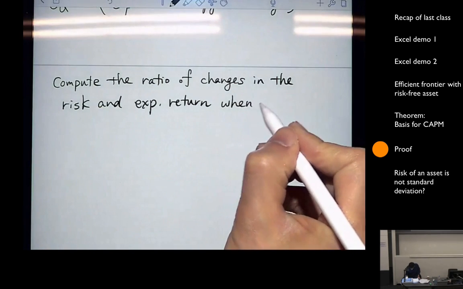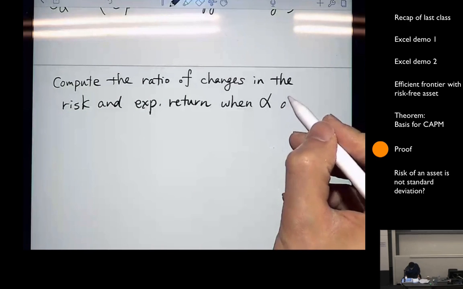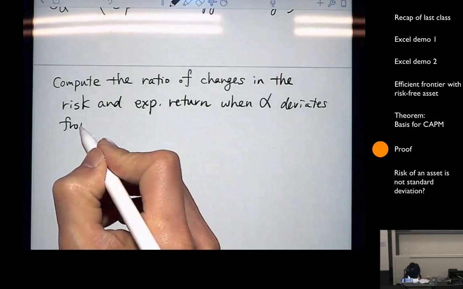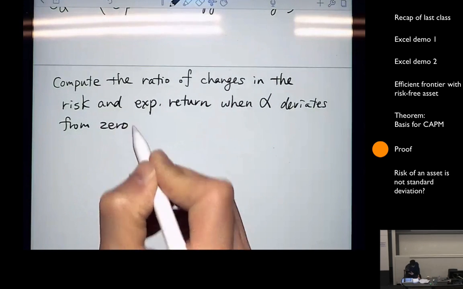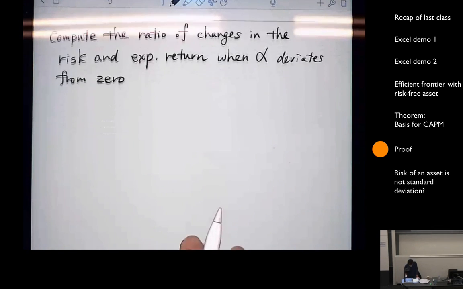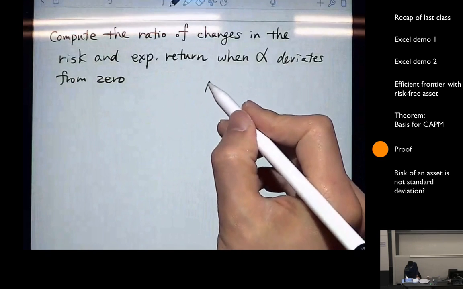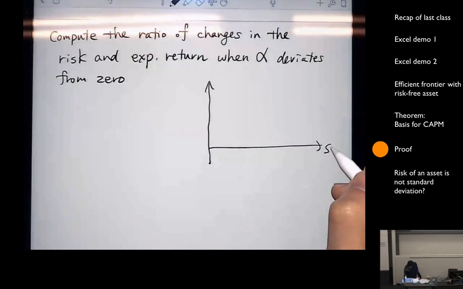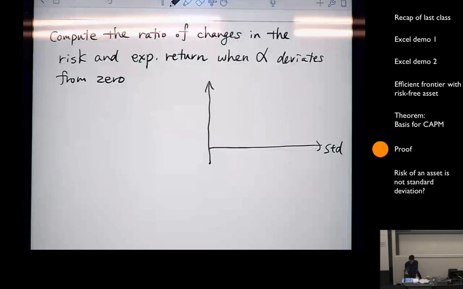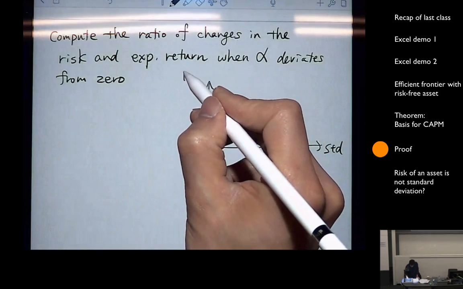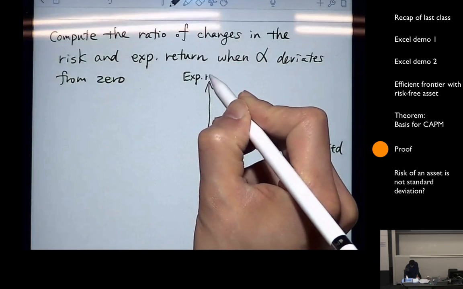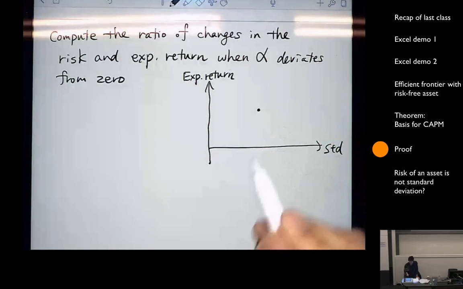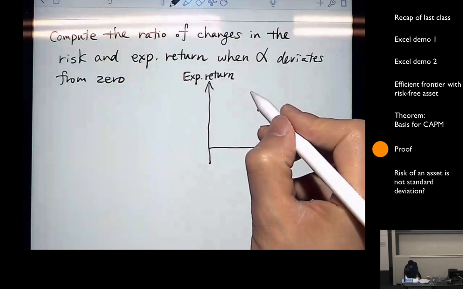When alpha deviates from 0. Now, what do I mean by that? So again, the horizontal axis is the standard deviation. The vertical axis is the expected return. And here's the tangency portfolio.